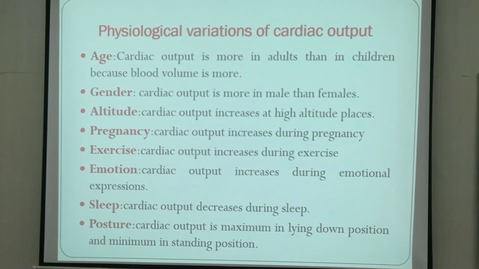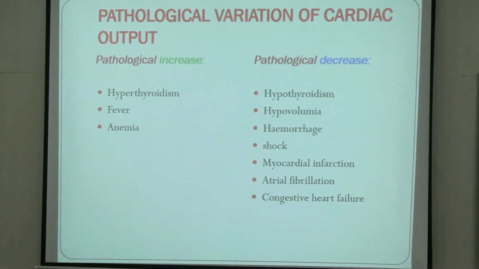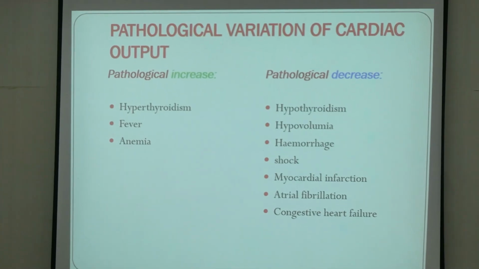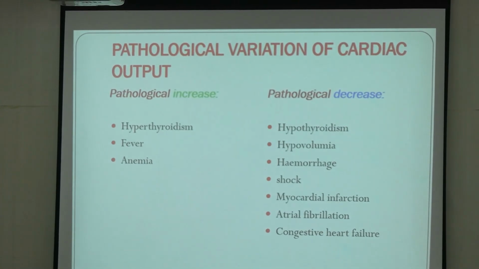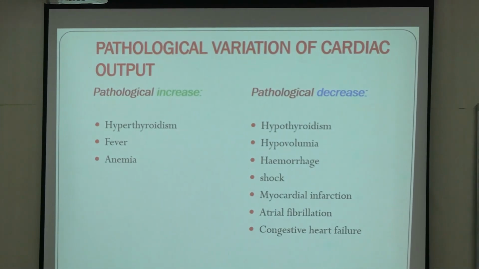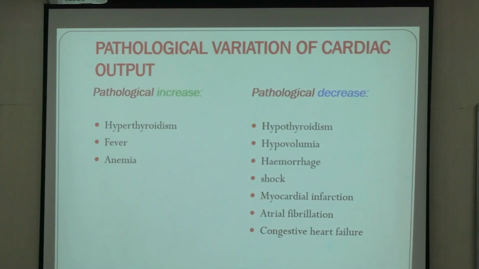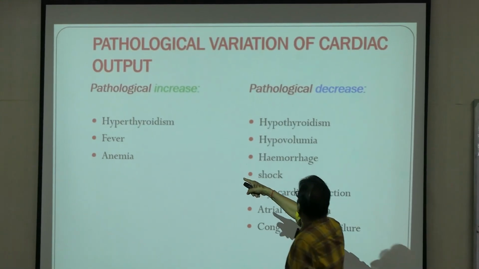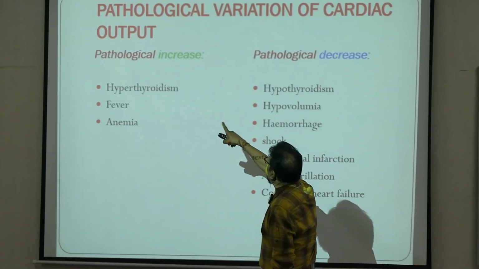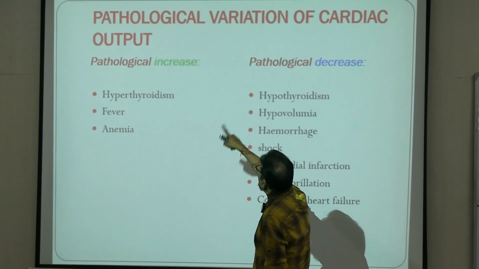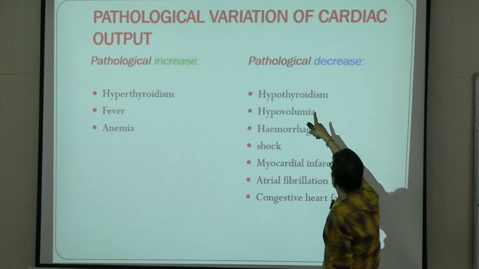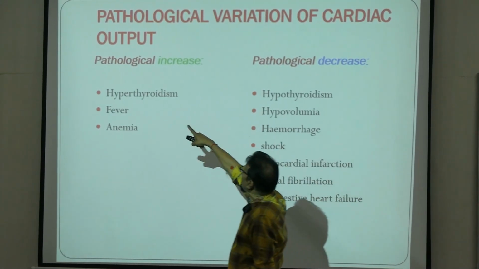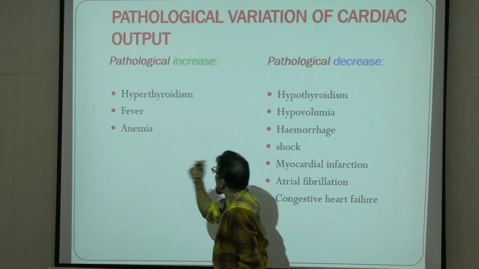Now, what are the conditions in which cardiac output is increased and decreased? So these are the conditions, variation of cardiac output. One is pathological variation of cardiac output. Here it is pathological, but it increases cardiac output. Here it is pathological, but it decreases the cardiac output. So what are the conditions?